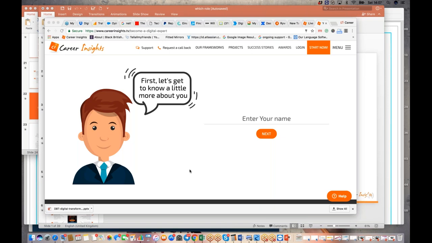Okay, as a digital expert, the digital personality test helps you to know what role you should focus on as a digital expert. Because as a digital expert, you're either a digital project manager, digital solutions architect, big data analyst, or whatever role that you are able to specialize in.